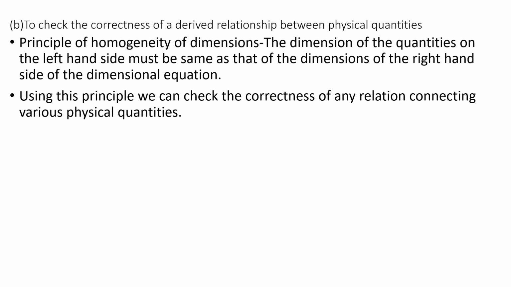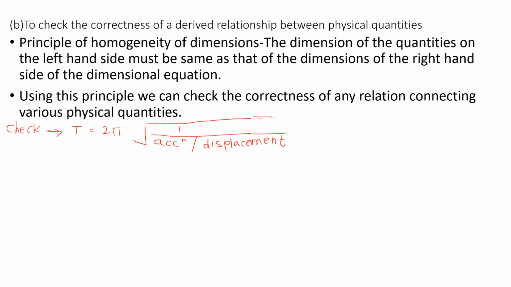Let us try to understand this with an example. We want to check the correctness of the formula. Which is the equation? T is equal to 2 pi square root of 1 upon acceleration divided by displacement. We want to check the correctness of this equation.